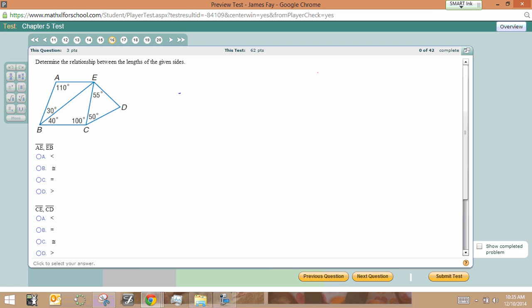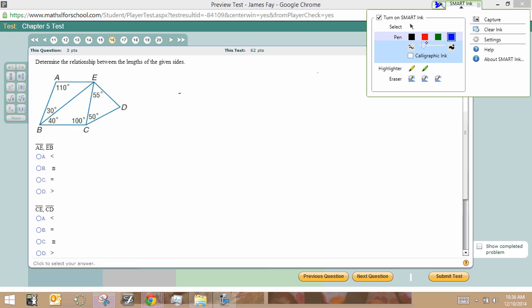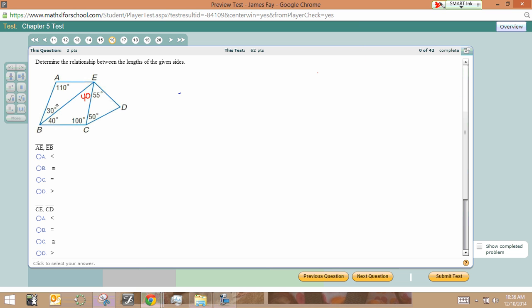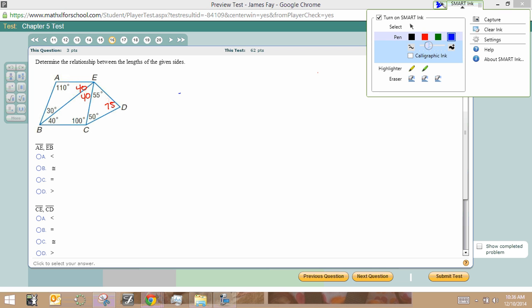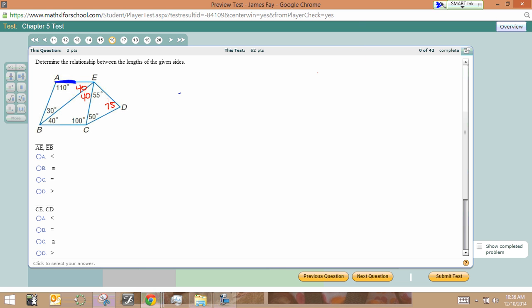Determine the relationship between the lengths of the sides. So going through this, it's probably useful to know what these missing angles are. That's 40. This is going to be 40. And this one, 55, is 105, so this has to be 75. Those are the missing angles. Now, I've got AE and EB, AE being that segment, and EB being that segment. They're both in the same triangle, and all I have to do is determine whether they're less than, greater than, equal to, or congruent.